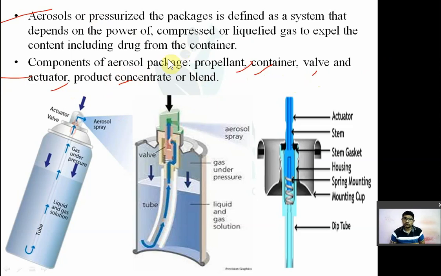So what is your job as a pharmacist, an industrial pharmacist? The product concentrate or blend means the drug along with the excipients. The other parts are the propellant, container, valve, actuator, etc. In the pharmaceutical industry, designing of the container, filling of propellants, valve, etc. are all done by the packaging department. In the production department, they only produce the product blend and hand it over, and the rest of the work is done by the packaging department.